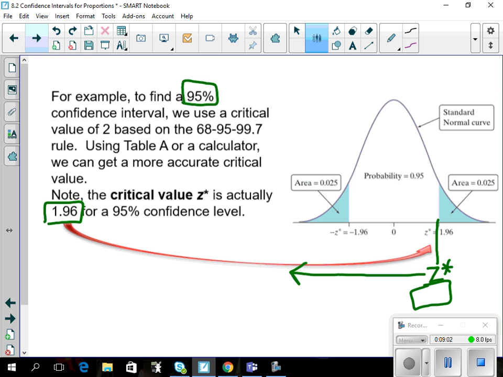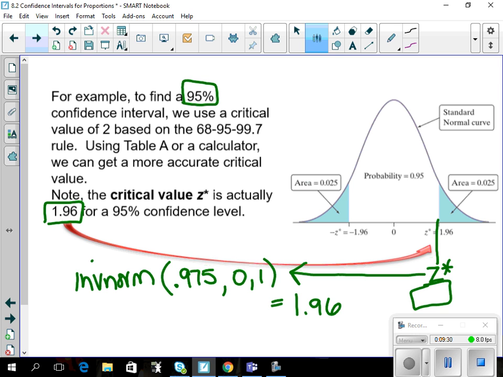So go ahead on your calculators and type inverse norm 0.975. And again, that includes 1 of the tails. So 95% confidence is associated with 0.975 area under the curve. And then because it's a z-value, what's the mean and standard deviation? 0 and 1. And tell me if you don't get 1.96. Okay? So that's how you find the critical values for different percentages.